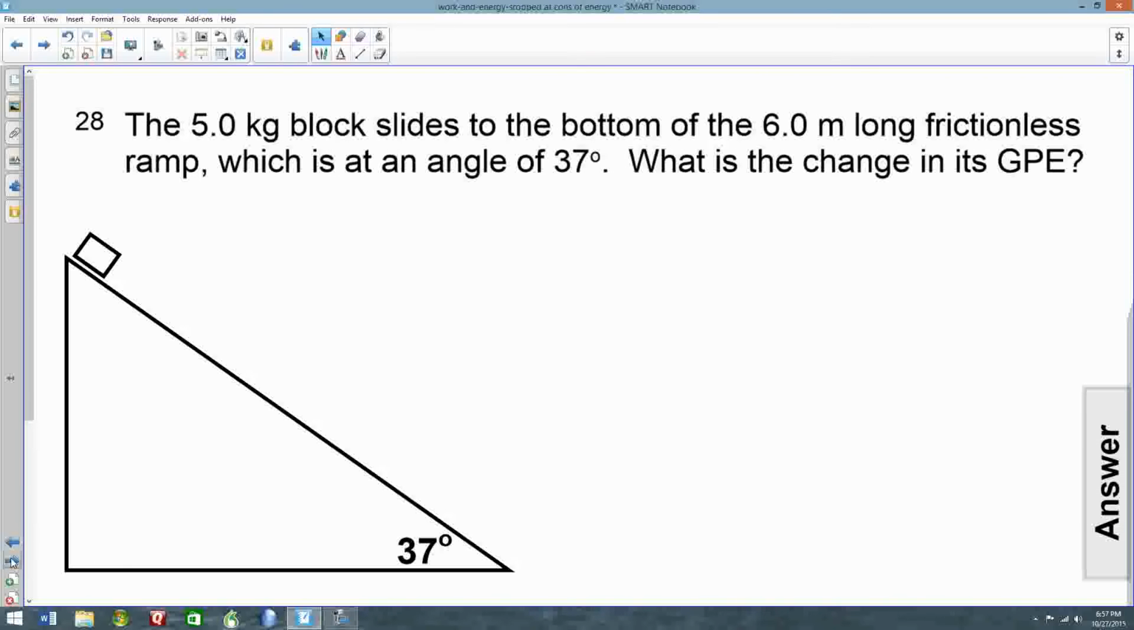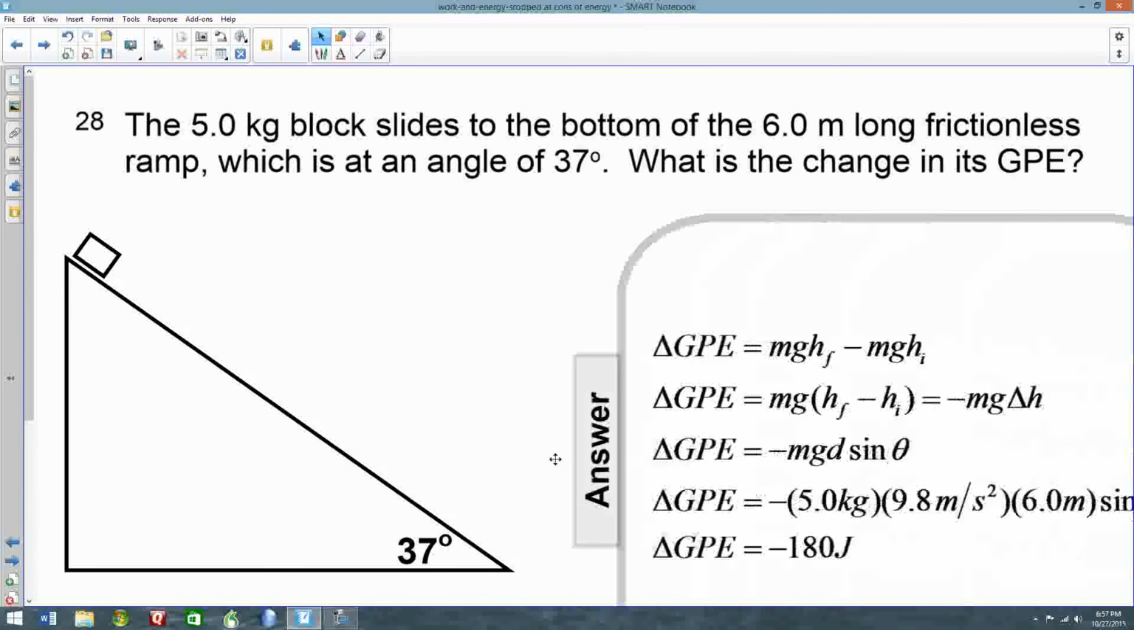The 5.0 kilogram block slides to the bottom of the 6.0 meter long frictionless ramp, which is at an angle of 37 degrees. What is the change in its gravitational potential energy? Go ahead and pause the video now and see if you can come up with the answer. Okay, let's see if you were correct.